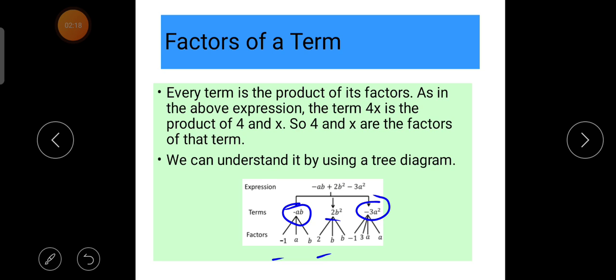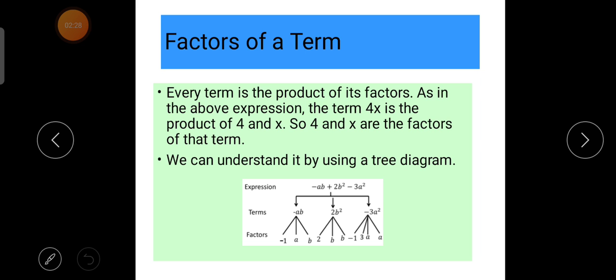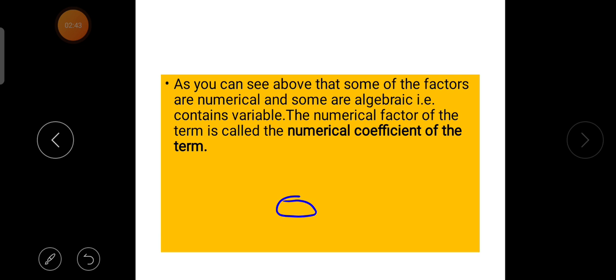So this is called a factor tree, where first we separate the terms and then we separate the factors of the terms. As you can see, some factors are variables and some factors are numbers. The numerical factor is called the numerical coefficient of the term. So what is the numerical coefficient of minus ab? That is minus 1.